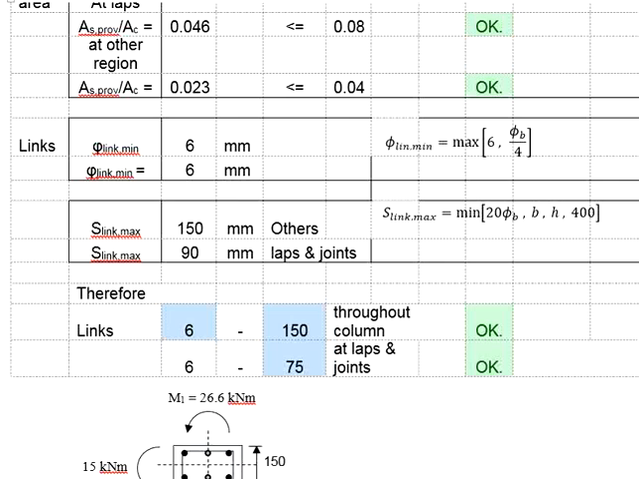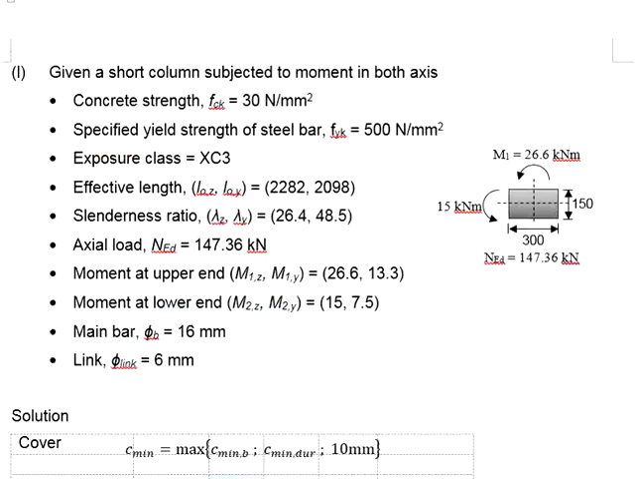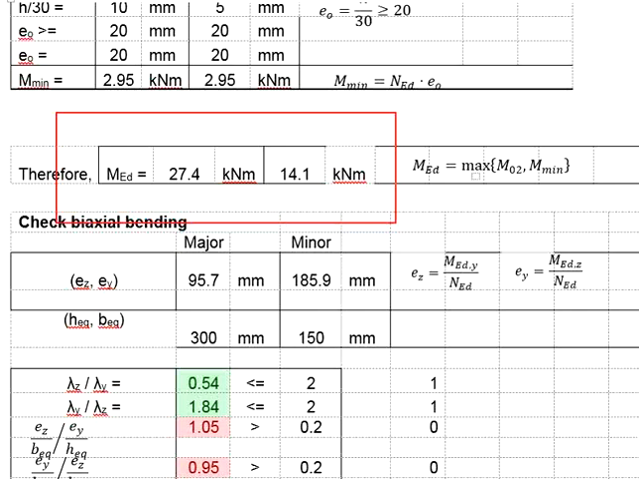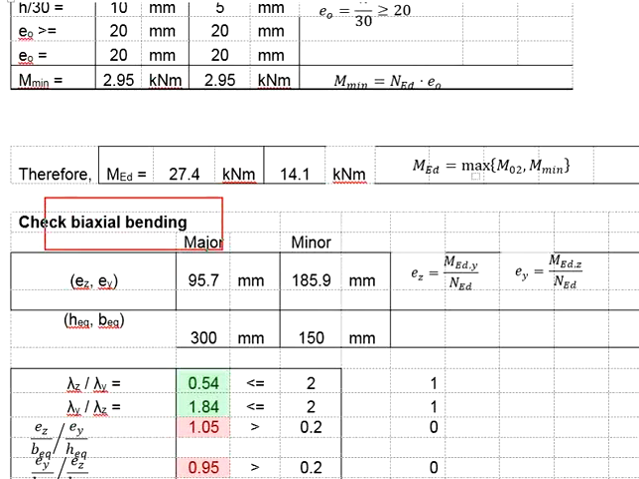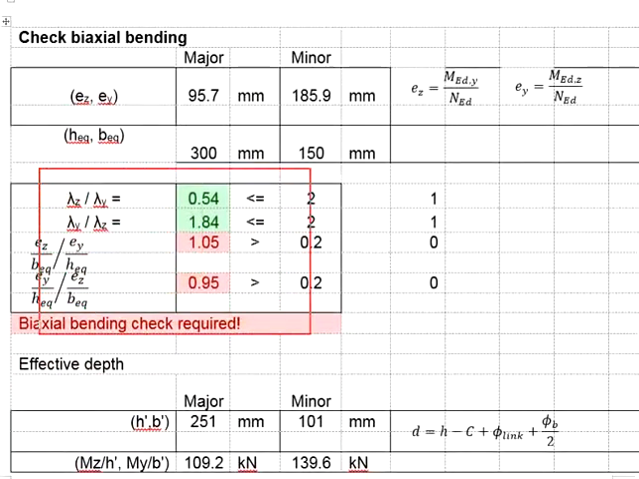Hi, let us continue from what we have left over in our previous videos. In the previous videos, we talked about a design example for a short column subjected to moment in both axes. Based on the moment given, we calculate the MED for the major and the minor axis. And then we do some checkings to determine whether the biaxial bending moment should be considered. The outcome shows that we need to consider the biaxial bending.